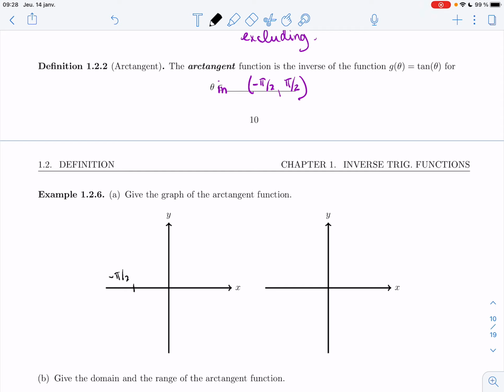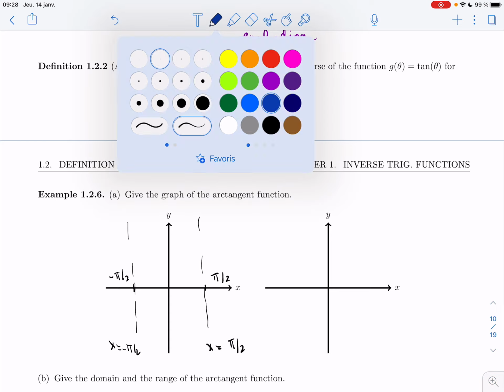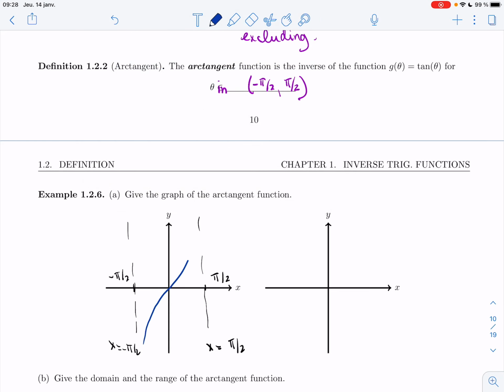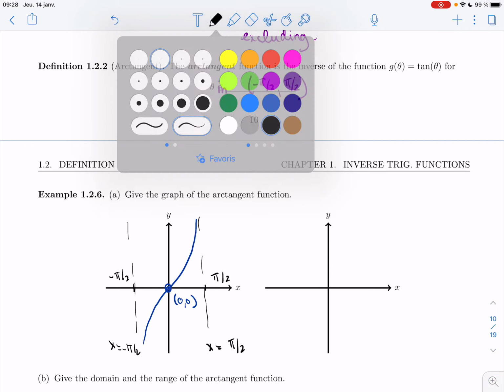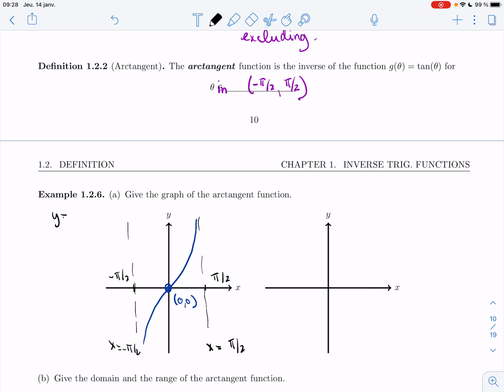2 and pi on 2. And so we had these two vertical asymptotes here. And the part of the graph that we looked at was this part here. It goes through 0, 0 and skims the other asymptote. All right, when I flip the role of x and y to get arctan instead of tan, so this one is y equals arctan of x for x in minus pi on 2, pi on 2.